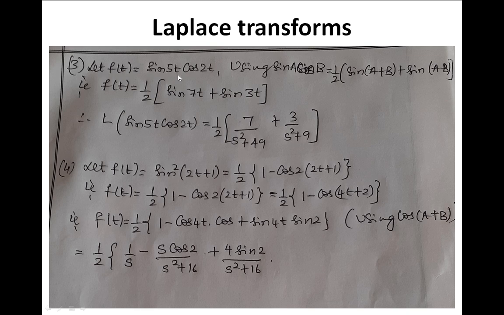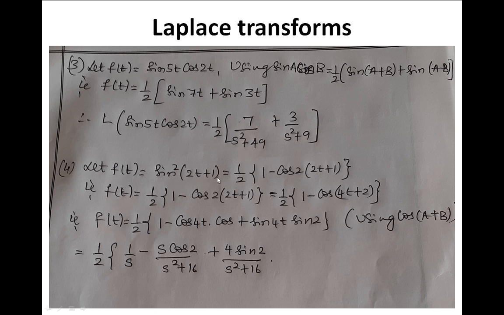Similarly, f of t is equal to sine 5t into cos 2t. Here, if you find only either sine 5t or cos 2t, no problem. But there is a product of two terms, sine 5t cos 2t, so using the transformation formula in trigonometry, sine a cos b is 1 by 2 into (sine of a plus b plus sine of a minus b). Compare this result with the given example. What is a? 5t. What is b? 2t. Therefore, 1 upon 2 will come outside: 1 upon 2 into (sine 7t plus sine 3t). Therefore, after simplification, this is 7 upon s square plus 49 plus 3 upon s square plus 9. If there is a sign, it will be in this manner.